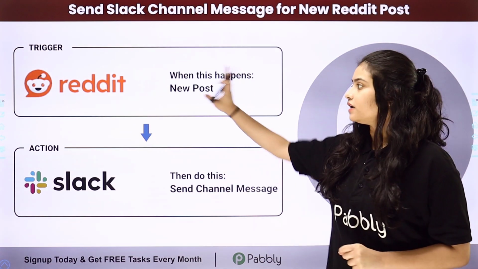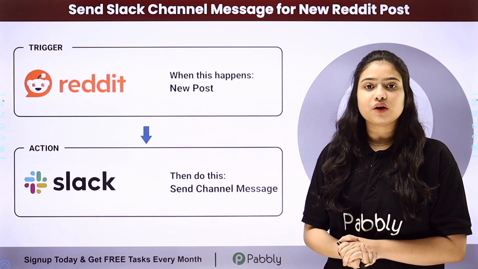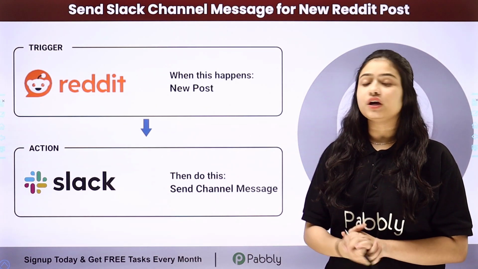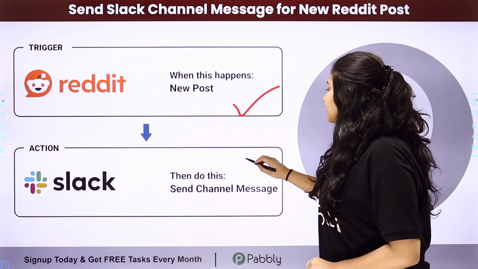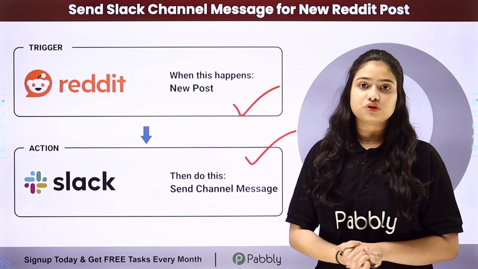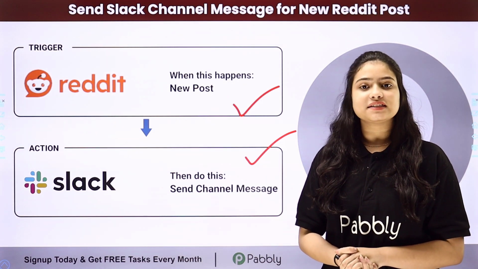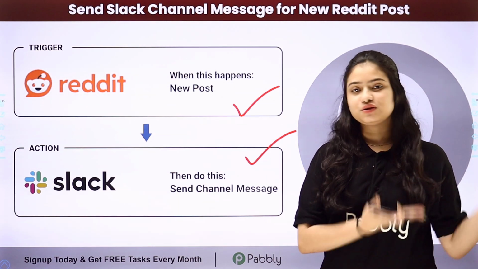For this, we will have to integrate both these applications, and we are going to do that with the help of an amazing automation and integration software, Pabbly Connect. Now here we have Reddit in our trigger and Slack in our action. So we are going to connect both of them with the help of Pabbly Connect in order to automate this entire process. And to learn this entire automation step by step, let me take you all to my screen.